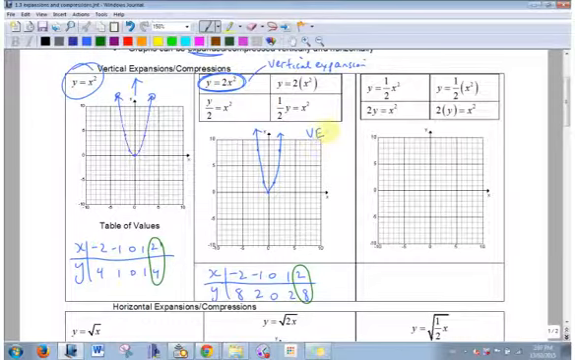That's a vertical expansion by a factor of 2. Okay? That's also important because we're going to get lots of different numbers, not just 2. Going to get a 3, going to get a 4, going to get a 5.